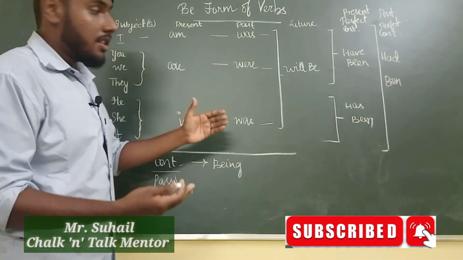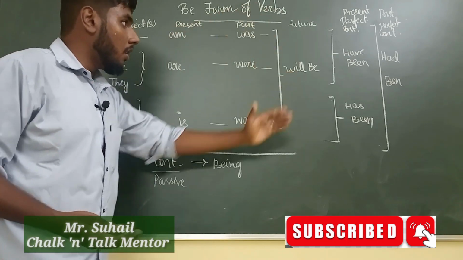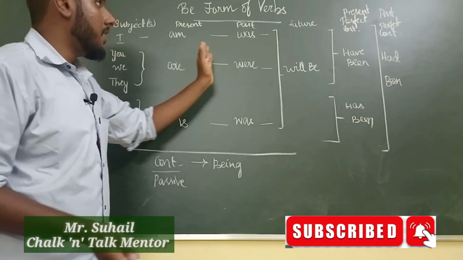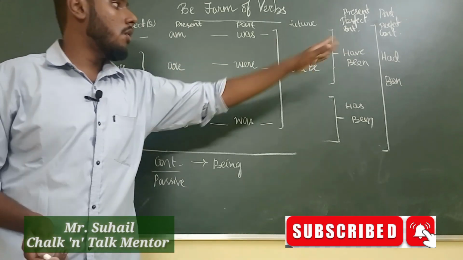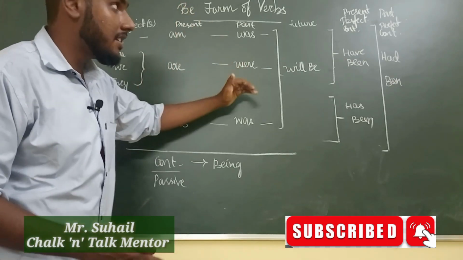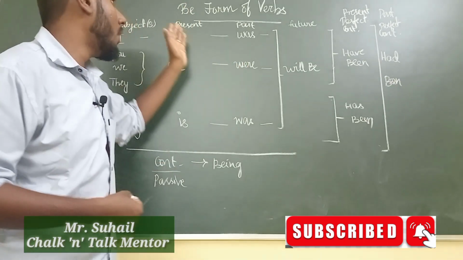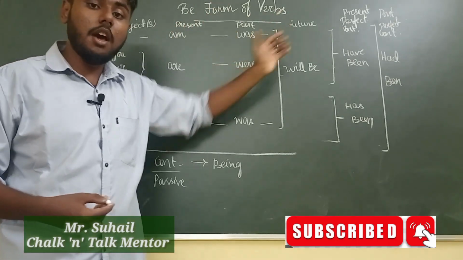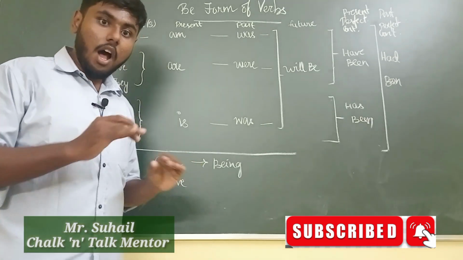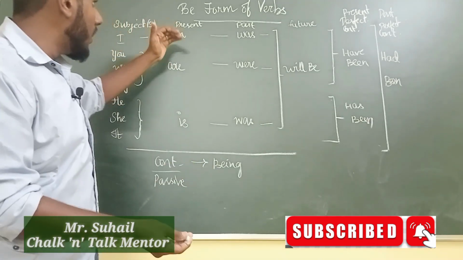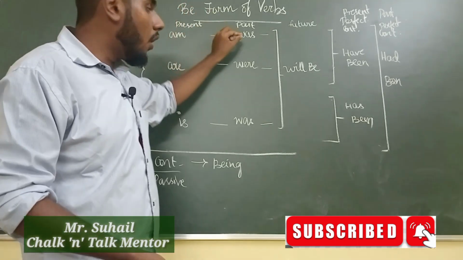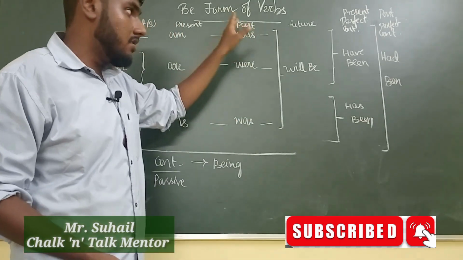As you can see, this chart has all the be form of verbs, and I have classified the verbs into 1, 2, 3, 4, 5 and 6 parts, on the basis of the changes they take when changed from one tense form to the other. So am, is and are are the be form of verbs used for present tense, while was and were are used for past tense.